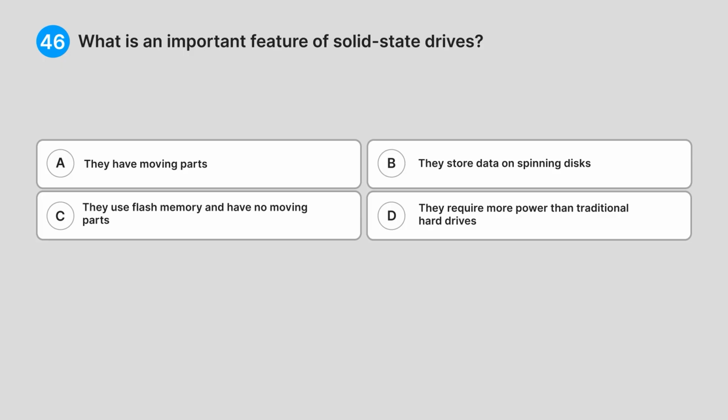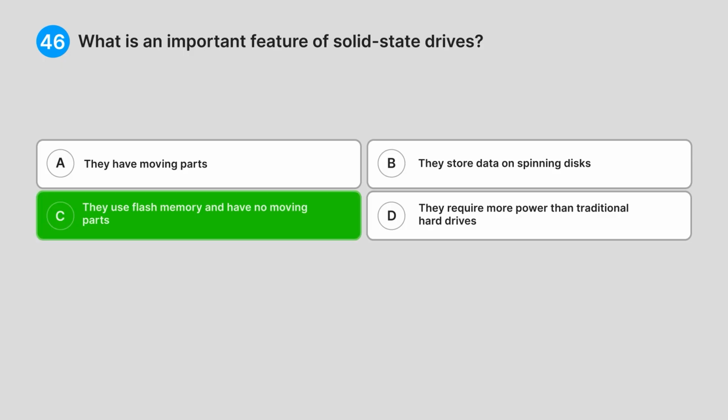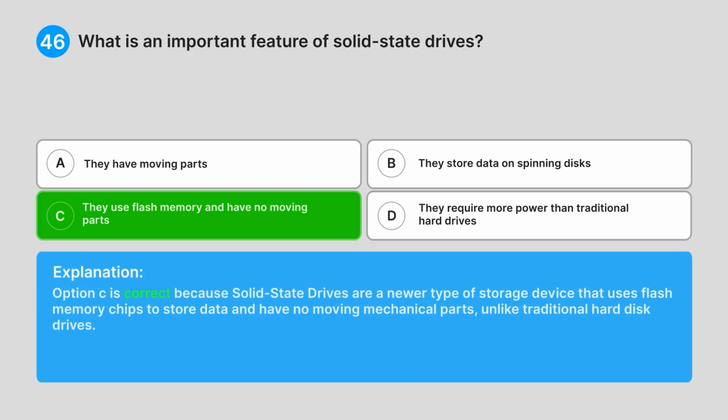Correct answer, C. They use flash memory and have no moving parts. Explanation. Option C is correct because solid-state drives are a newer type of storage device that uses flash memory chips to store data and have no moving mechanical parts, unlike traditional hard disk drives.